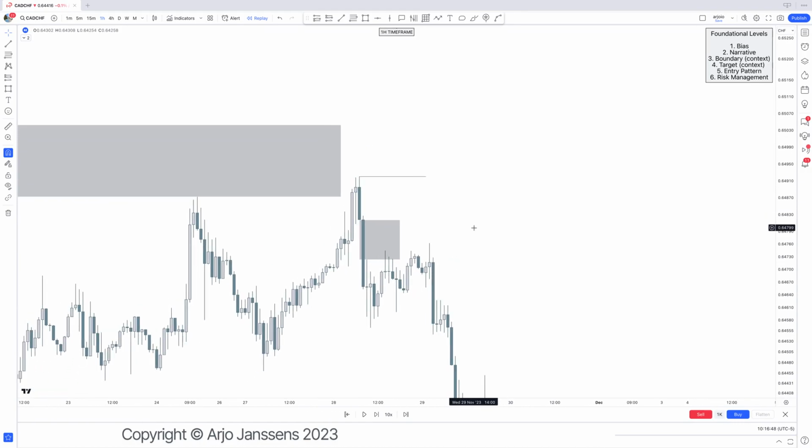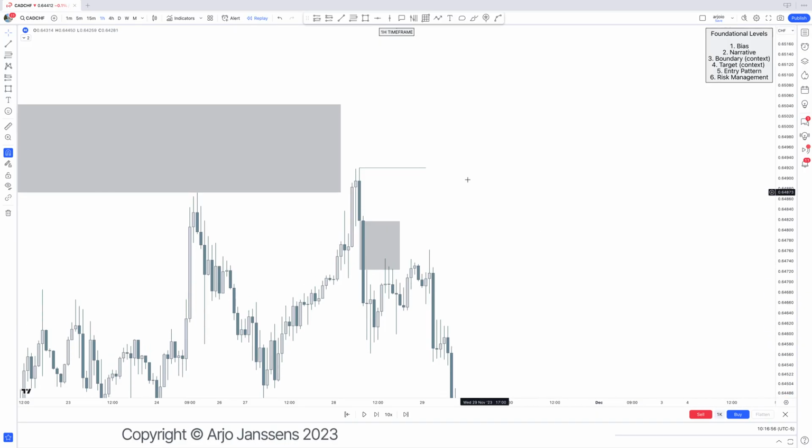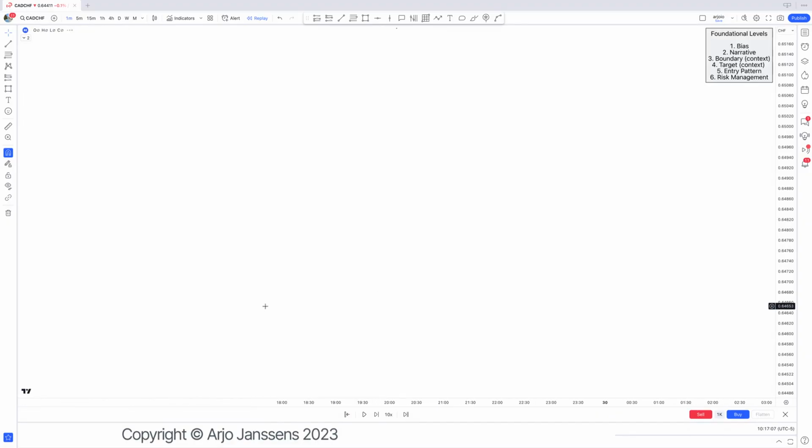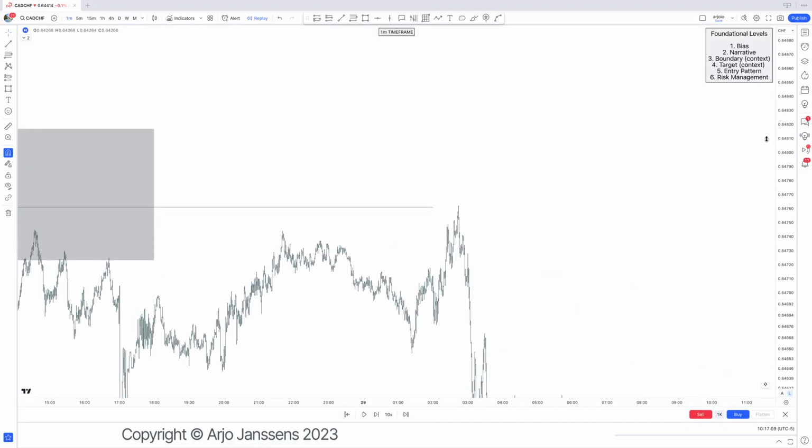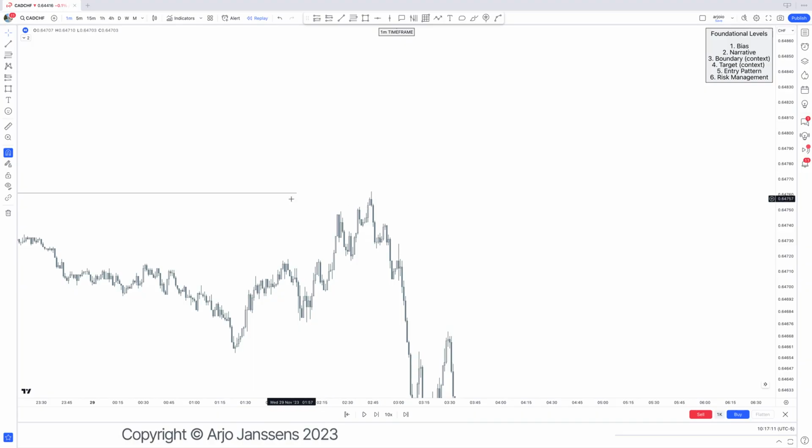Perfect. So here we have everything in context again. Monthly, weekly is in context. Perfect. 1 hour is in context. Everything again is in context. So once we have this breaker right there and we want to refine the high that we want to continue lower off of potentially a little bit more, then on the 1 minute, what do we see? On the 1 minute, we can see and we can refine the high even more.